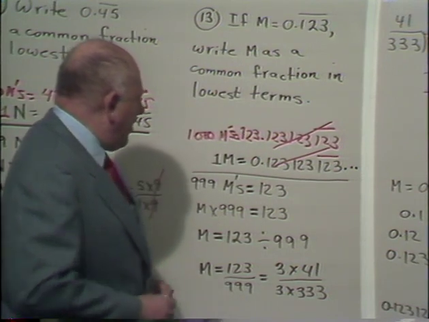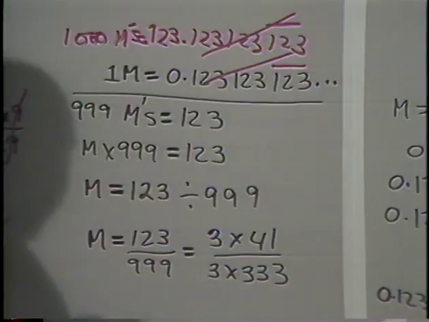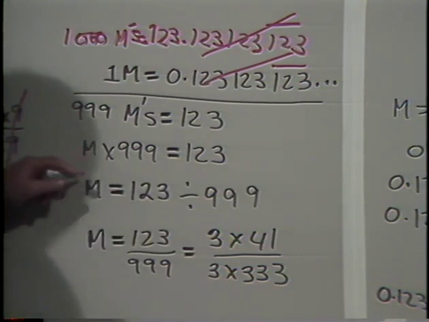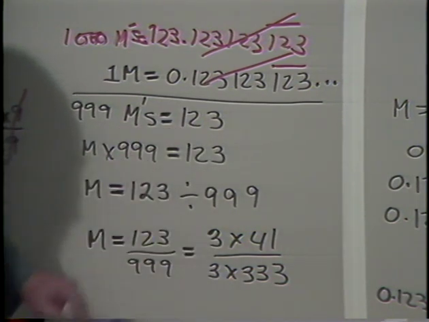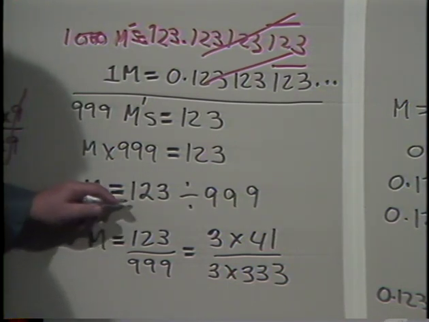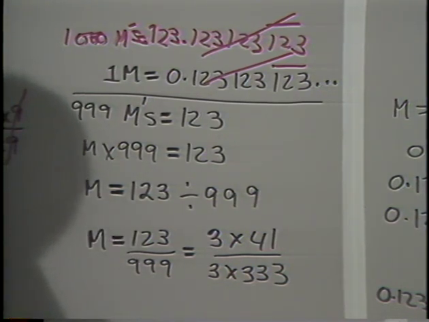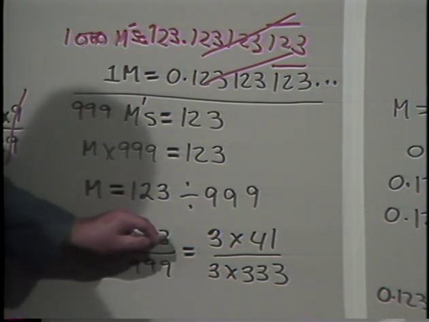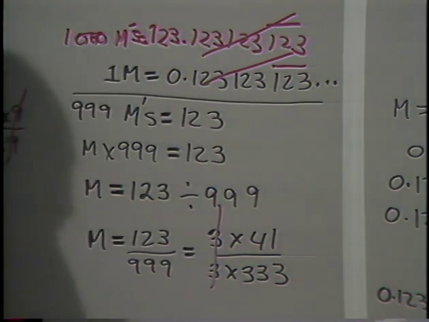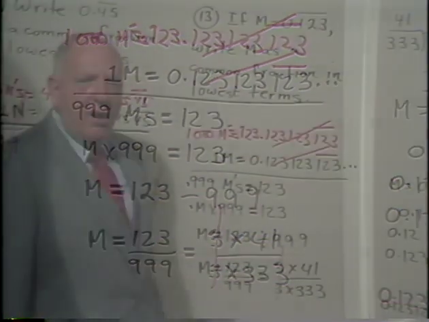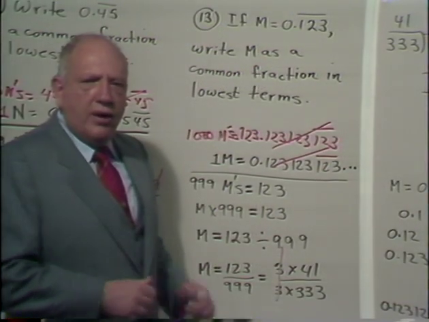1 m from 1,000 m's is 999 m's. That's the same as m times 999. That's the same as saying m is 123 over 999. See, this says what? What number must you multiply by 999 to get 123? That's called 123 divided by 999. As a common fraction, that's written as 123 over 999. 1 plus 2 plus 3 is 6. That tells me my numerator is divisible by 3. 123 is 3 times 41. 999 is 3 times 333. The 3's cancel, and I'm left with what? 41 over 333, which must be in lowest terms because 41 is a prime number.